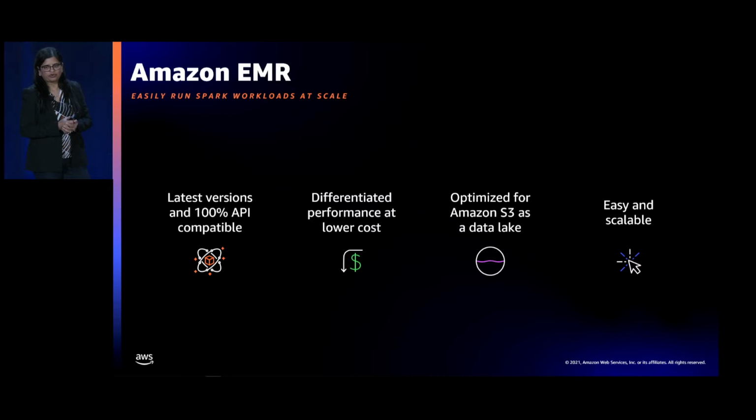EMR is optimized for Amazon S3 as a data lake. We have seen a number of S3 data lakes that are empowered by the processing provided by EMR. So data lakes are a very common architectural pattern these days, where you get all the benefits of S3 as a storage layer, and by decoupling the storage from the compute, which is the EMR here, you are able to process a large amount of data and provide access to a variety of use cases from your data lake.